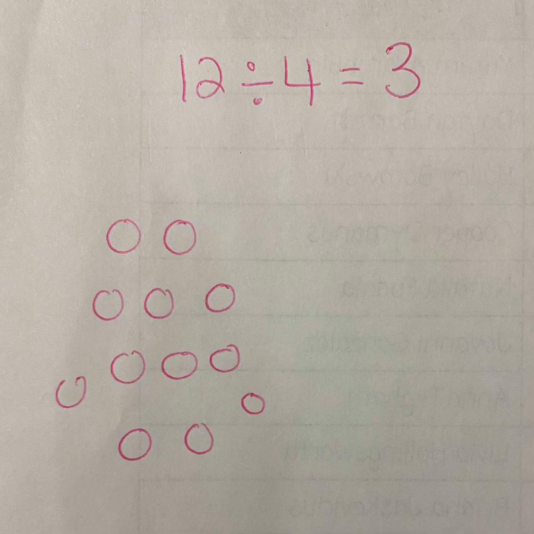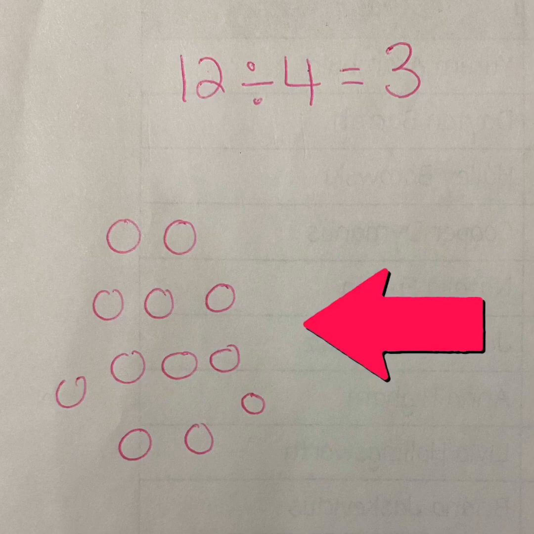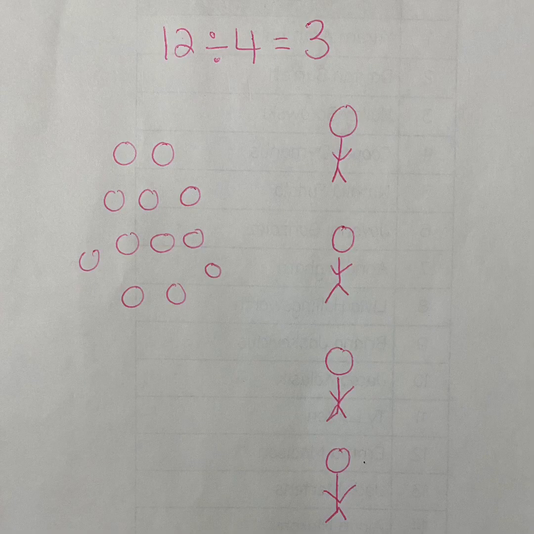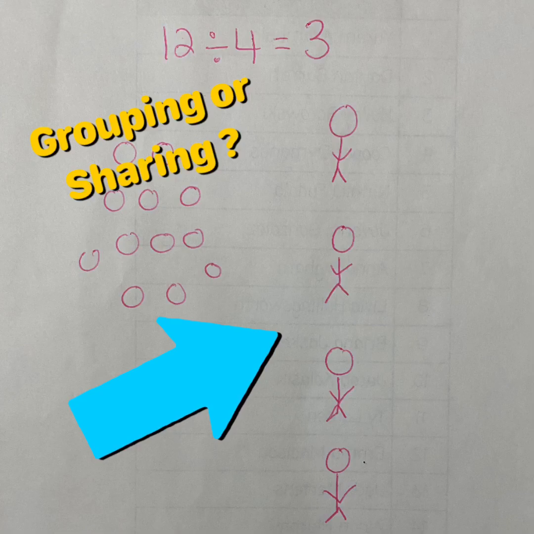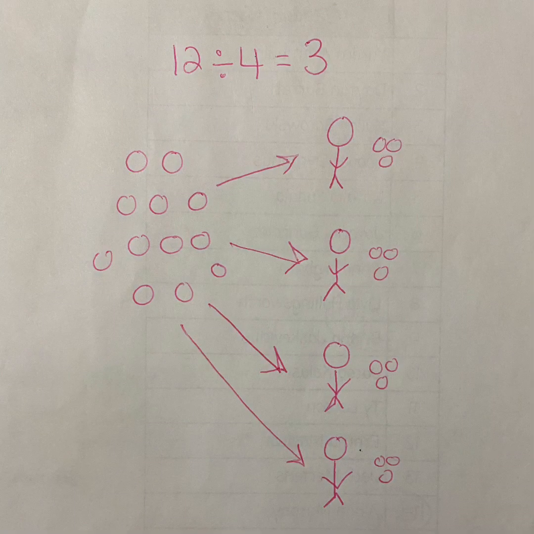So let's go ahead and draw this out. Visual representations are really helpful for our understanding. There's our 12 cookies. Now, a reminder is that we know that Jeff had 12 cookies and he wanted to share them with his 4 cousins. So the cousins are going to represent the groups. So I drew my 4 stick figure cousins there, or Jeff's cousins. Any ideas yet? If this is a grouping or sharing problem?